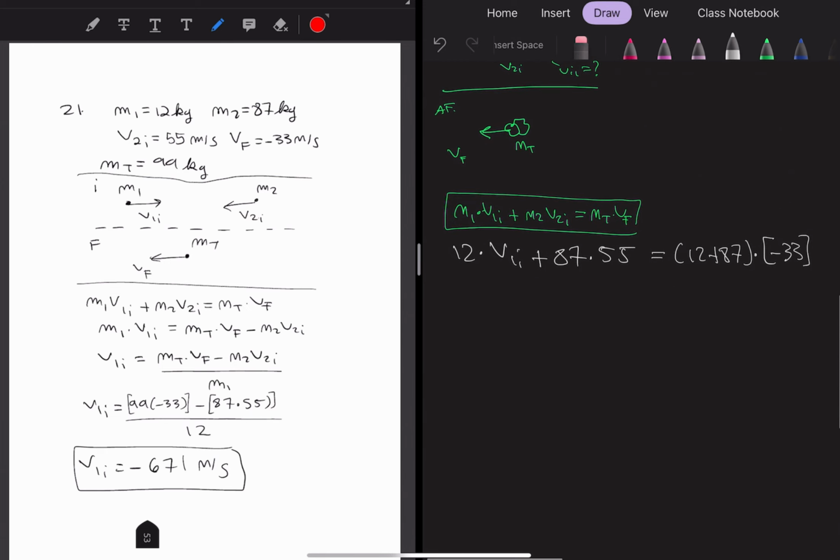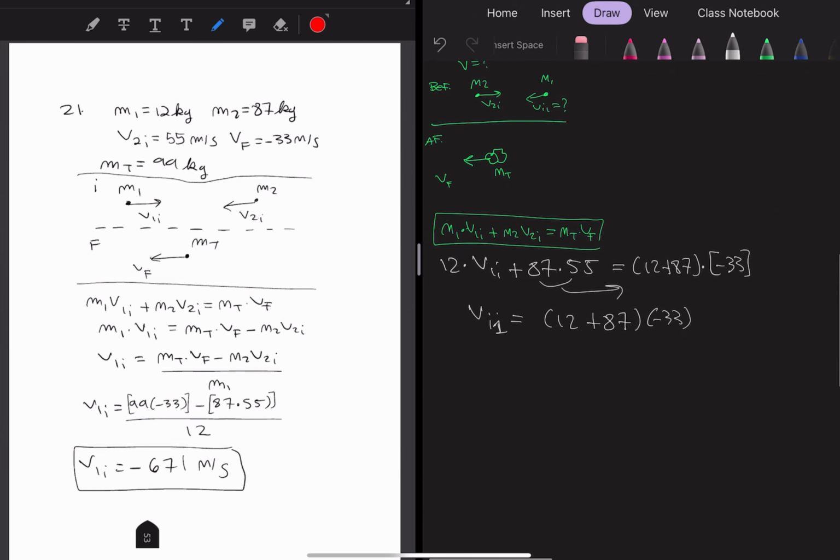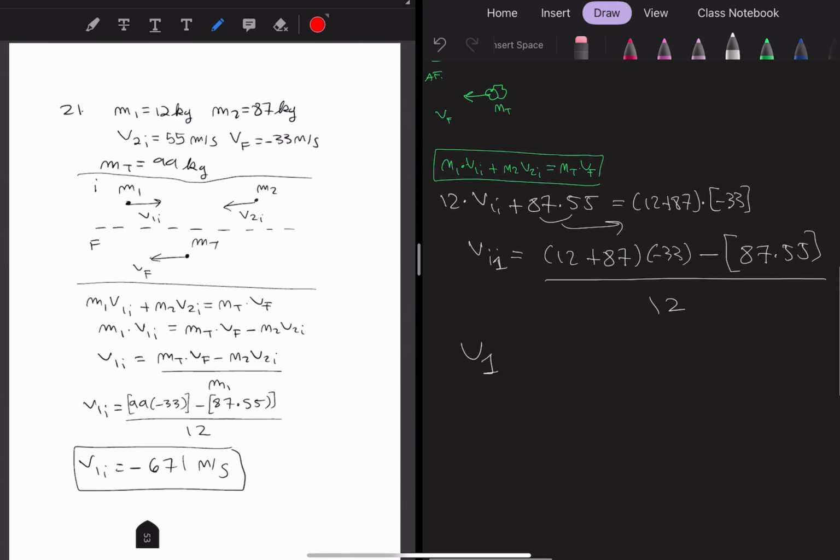And here, this is just algebra. When you solve for the initial velocity, V1 initial, you'll get that it's going to equal 12 plus 87 times a negative 33, and then bring this term to the other side. It's going to be minus 87 times 55, and then divided by 12. And when you do that calculation, the initial velocity for mass 1 should be minus 671 meters per second.